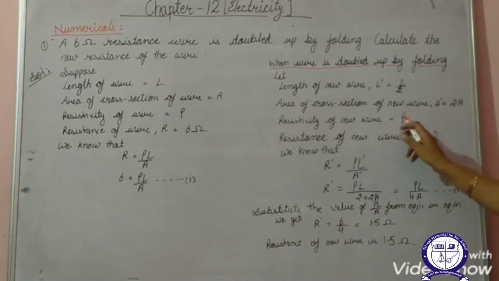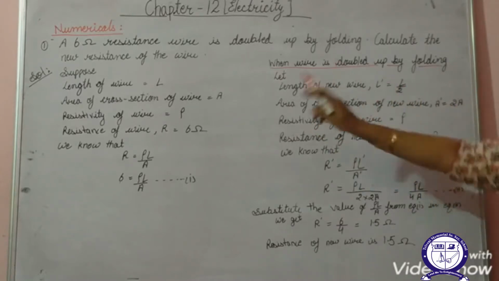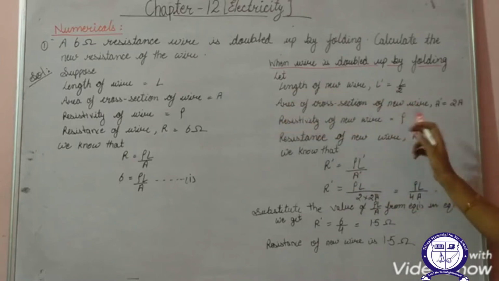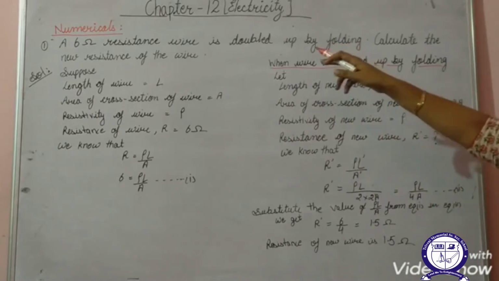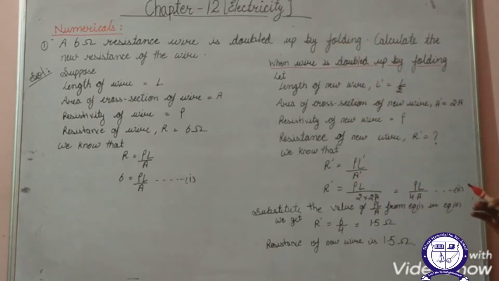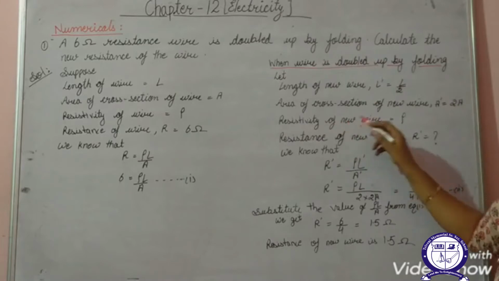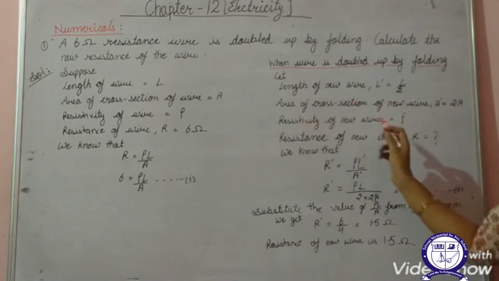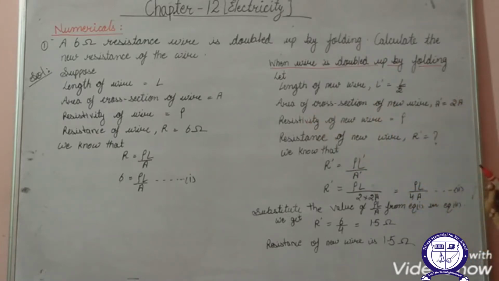Resistivity of the new wire. Now resistivity will not change. The resistivity of the previous wire and the new wire will remain the same, because we have studied that resistivity only depends on the nature of the material and temperature, and here we are not changing the material of the wire. The wire is the same, we have just changed the length and area of cross section. Because of that, resistivity in both cases will be the same.